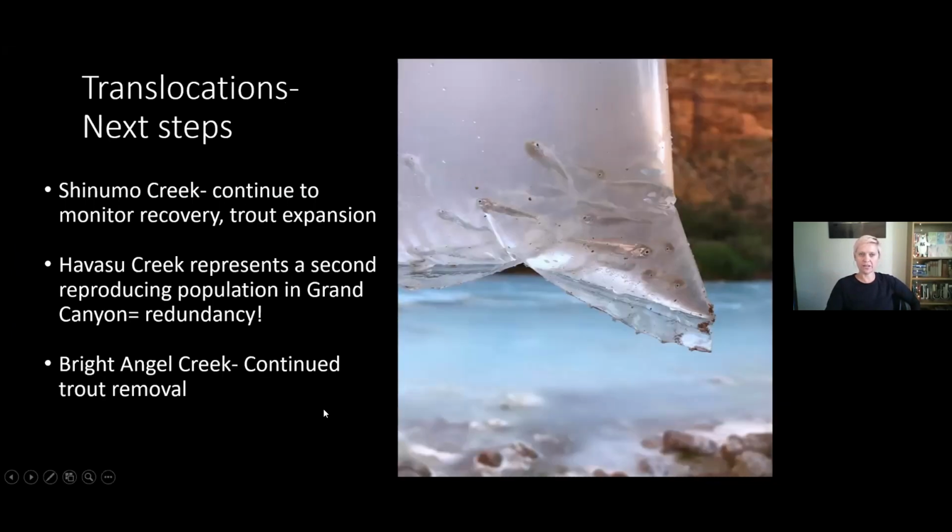Next, in translocations, we are going to continue to monitor the recovery in Shinumo Creek and the trout expansion, and decide if it is a good candidate for further translocations, or if that's not necessarily the direction that the community wants to go. We have redundancy in Havasu Creek in that we have a second reproducing population in Grand Canyon, which was the main goal of the project. And then in Bright Angel Creek, we're going to continue translocating, as I said, next month, and continue trout removal, which I will get into now.